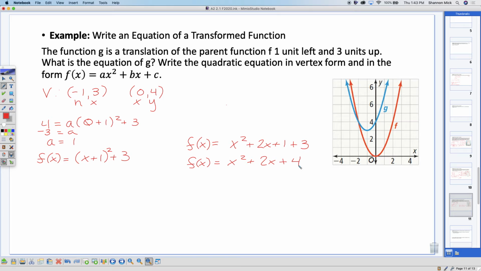Okay, so what form is this? That is vertex. And what form is this? Standard.